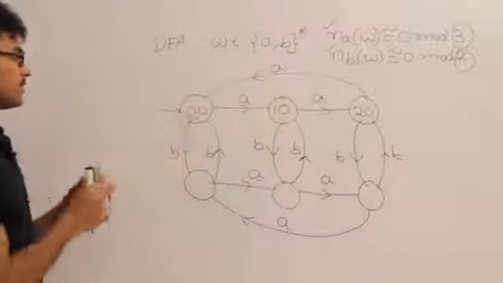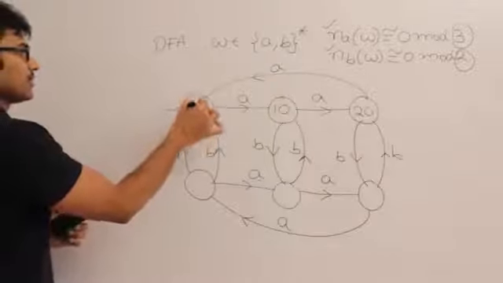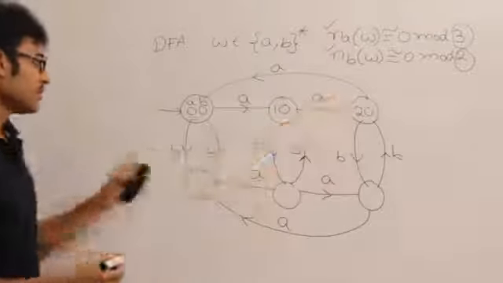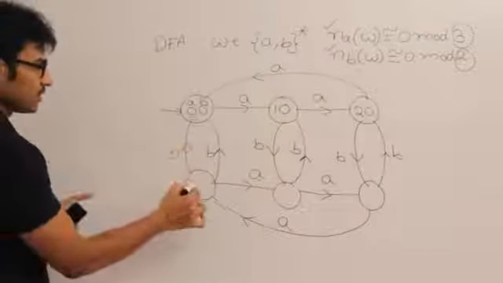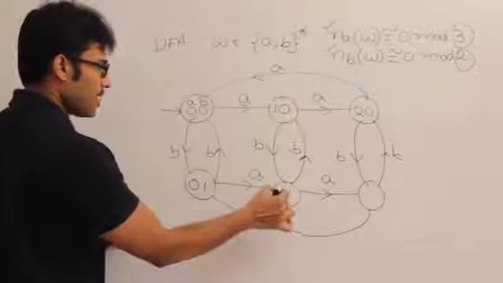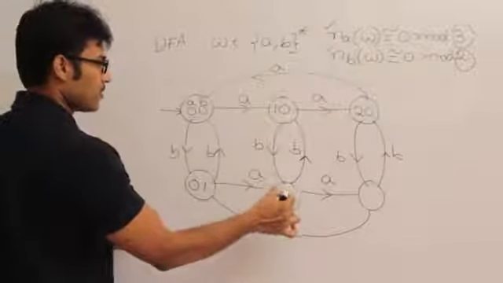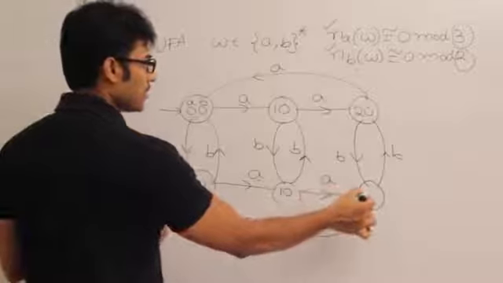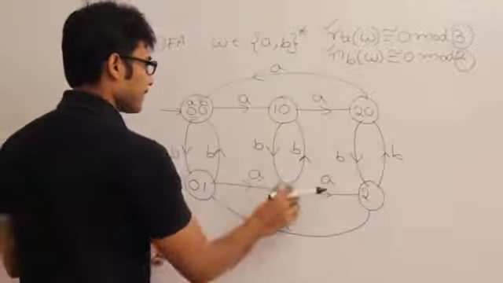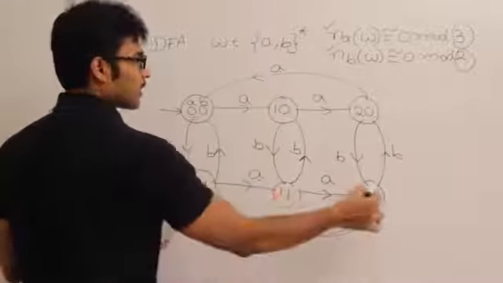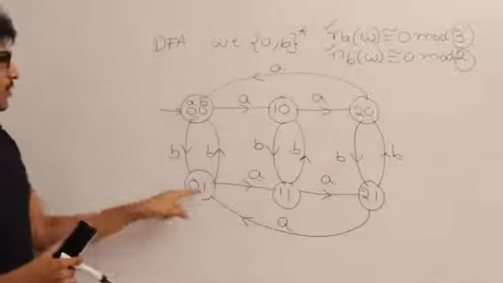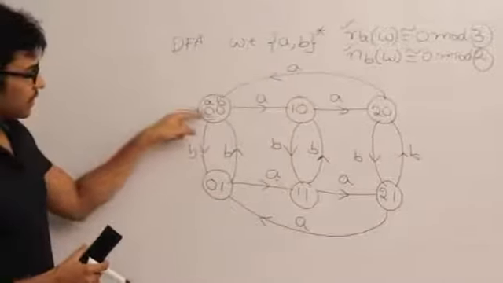Here, this one indicates the number of A's, and this one indicates the number of B's. So here the number of A's is going to be 0 and the number of B's is going to be 1. Here the number of A's is going to be 1 and the number of B's is going to be 0. Here the number of A's is going to be 2 and the number of B's is going to be 1. Check it. So in order to reach this state, I have to see 0 A's and 1 B.